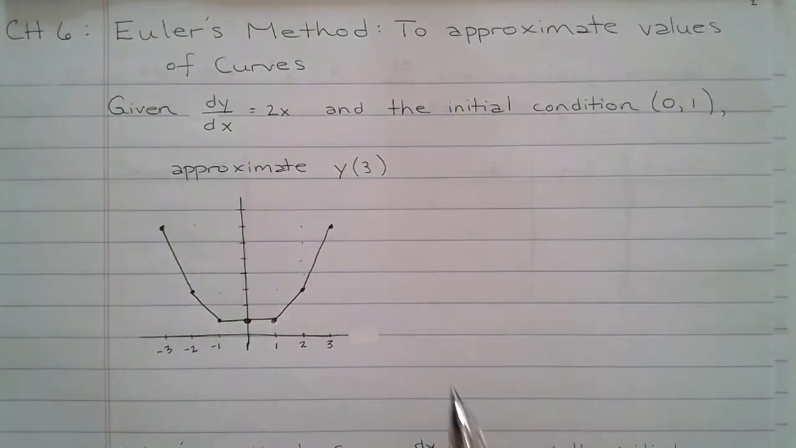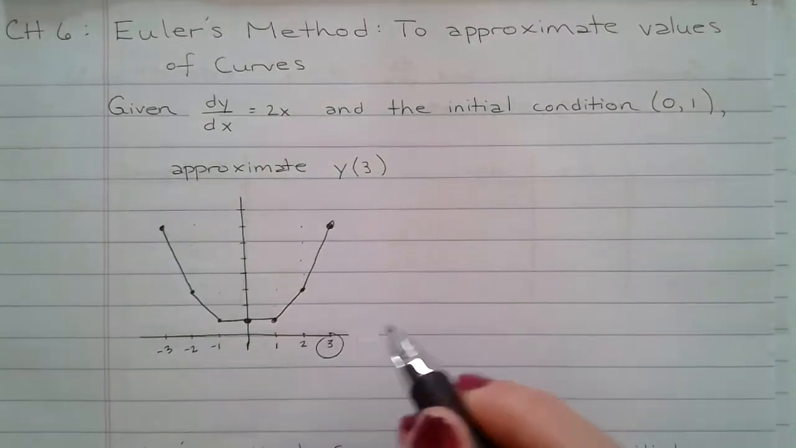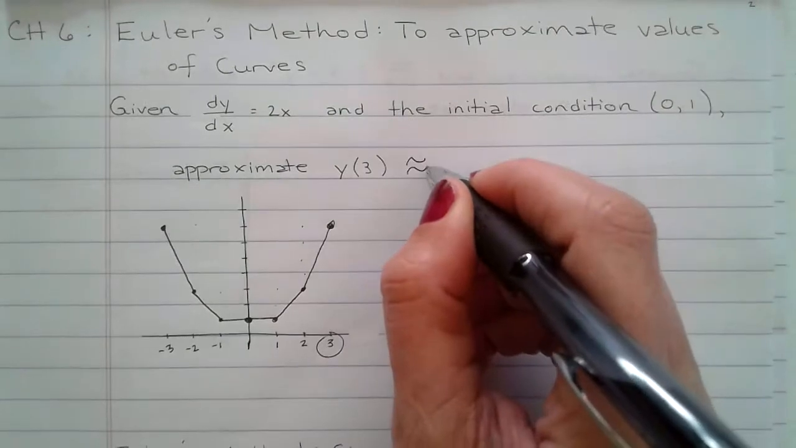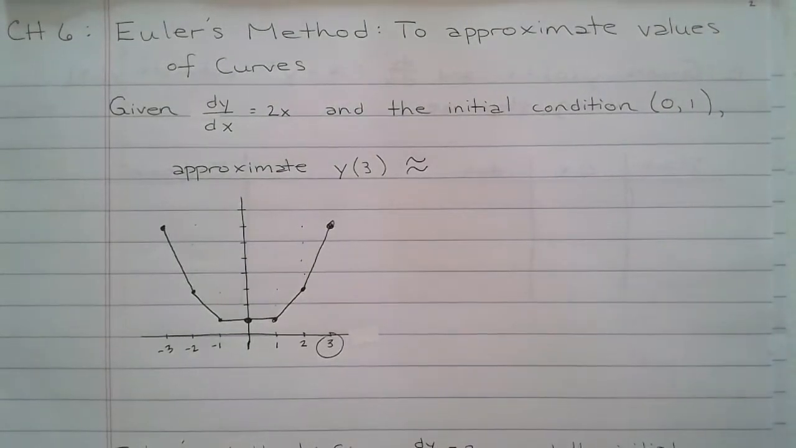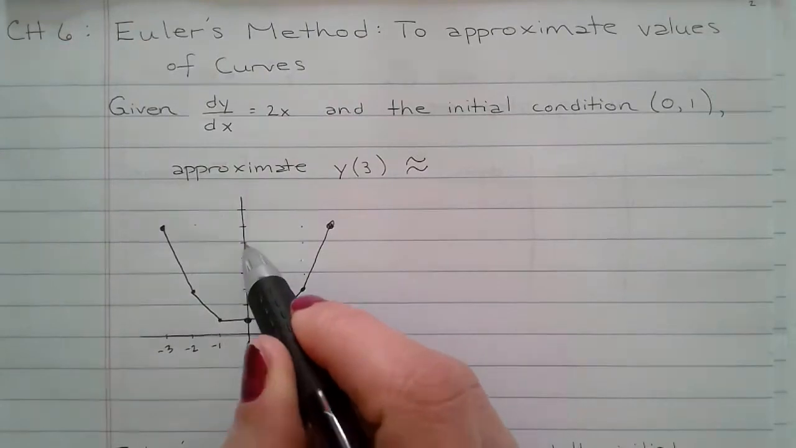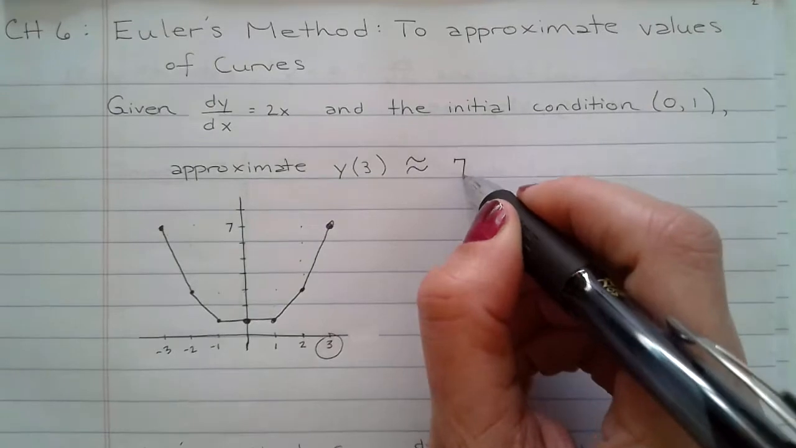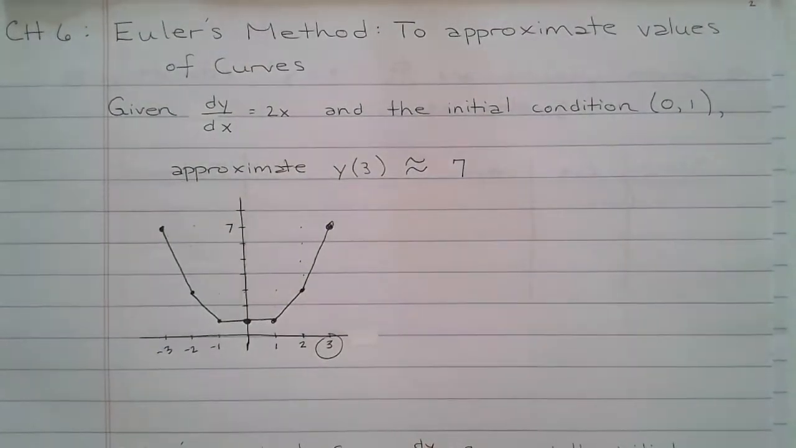And what we've done now is we can approximate the value of y at 3. And that's why we should use approximation symbols. Approximating this value, let's see, it's 1, 2, 3, 4, 5, 6, 7. It looks like we are approximating the value at 3 to be 7. Now, we know darn well it was 10. We just figured it out. But that's what Euler's method does.